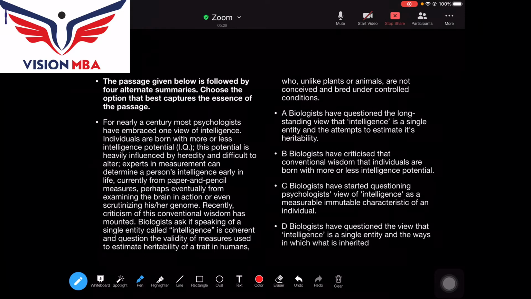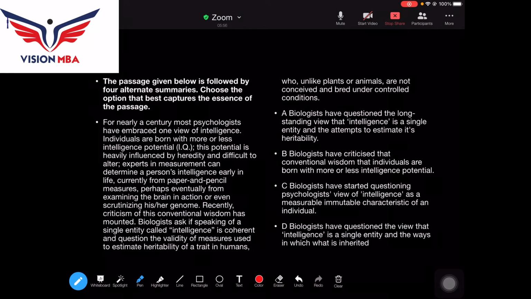Okay, one view they have. Individuals are born with more or less intelligence potential, IQ. This potential is heavily influenced by heredity and difficult to alter. Experts in measurement can determine a person's intelligence early in life, currently from paper and pencil measures, perhaps eventually from examining the brain in action or even scrutinizing her genome. So basically, till now, it says that it depends on your genes. You are born with it, some or less, and the experts can find out how intelligent you are based on your intelligence potential or IQ.